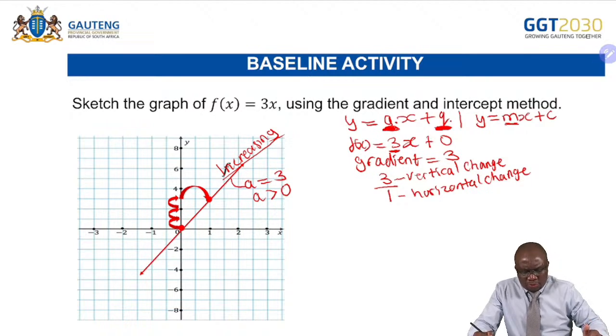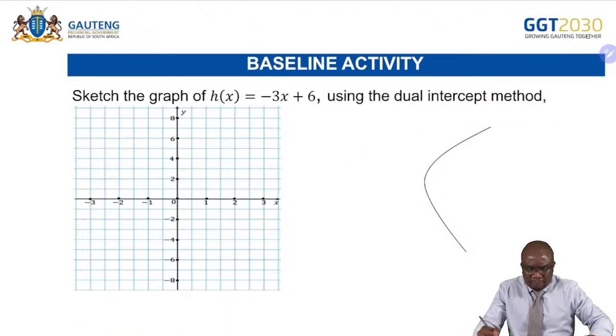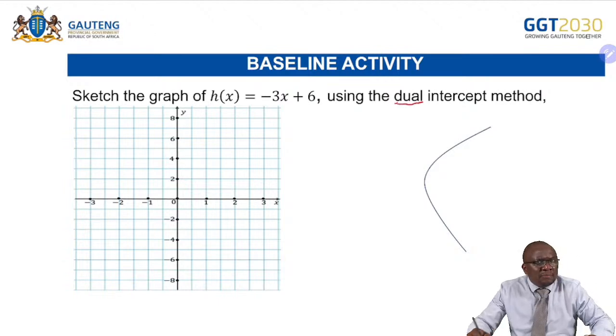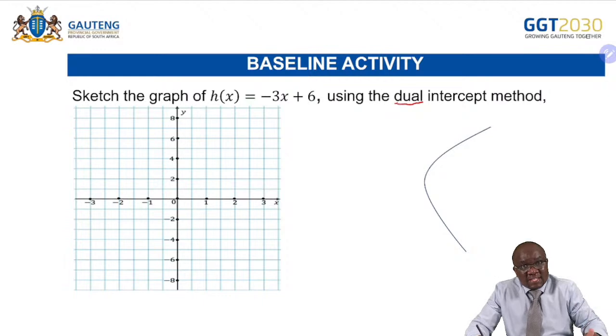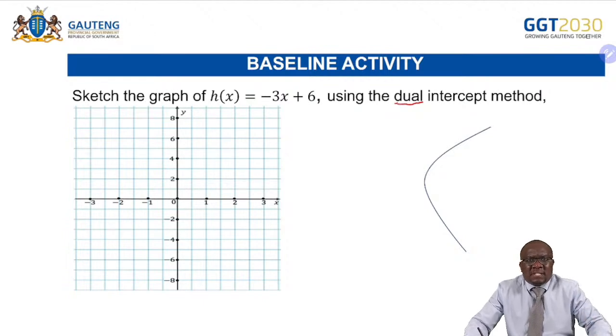Now I want you to use the dual intercept method. What does dual mean? Two. So two intercepts. Which intercepts are we talking about here? The x-intercept and the y-intercept. I want us to start by finding the x-intercept for 2 minutes, then we move on to the y-intercept for another 2 minutes, then we sketch our graph. Let's find the x-intercept, and after that we're going to find the y-intercept. For 2 minutes, find the coordinates of the x-intercept. Let's try.